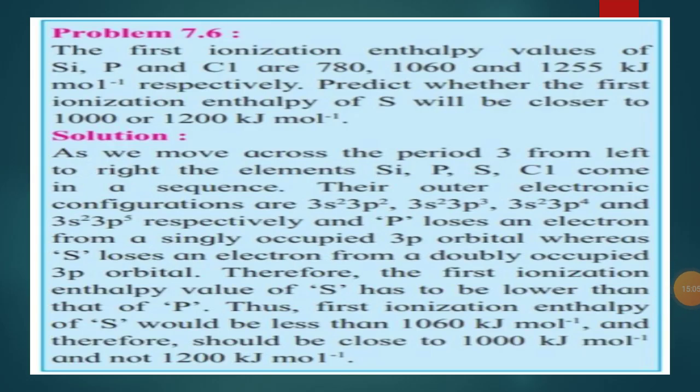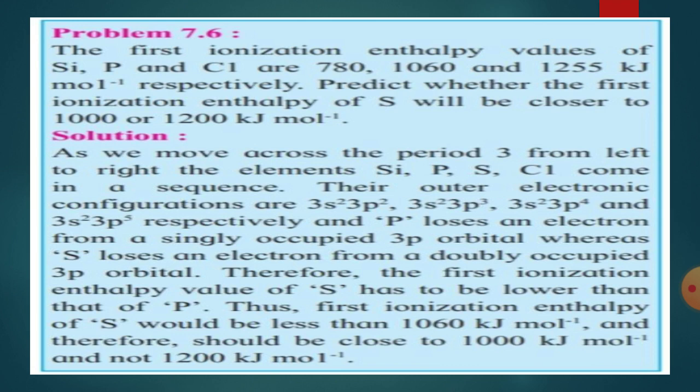This is a numerical for you, students. The first ionization enthalpy values of silicon, phosphorus and chlorine are 780, 1060 and 1255 kilojoule per mole respectively. Predict whether the first ionization enthalpy of sulfur will be closer to 1000 or 1200 kilojoule per mole. This is the question. The values for silicon, phosphorus and chlorine are given, and you have to predict the first ionization enthalpy of sulfur.